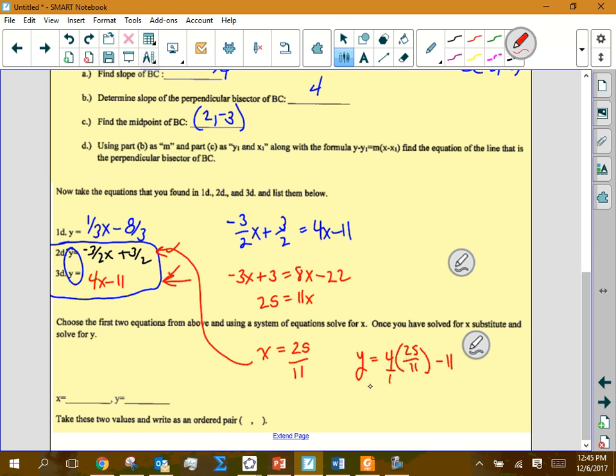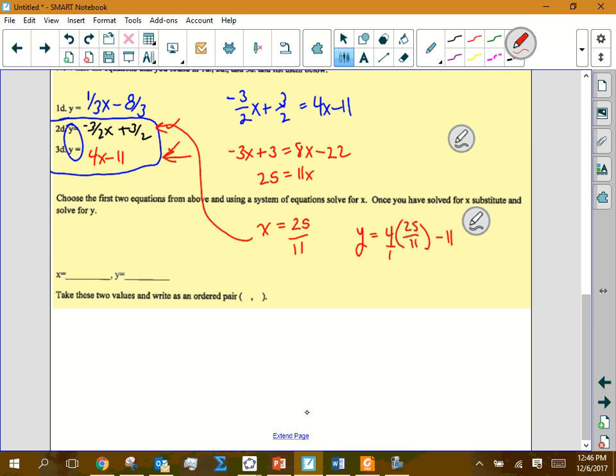4 is 4 over 1, right? How do I multiply two fractions? Top times top gives me 100, right? Bottom times bottom gives me 11. Minus then 11 over 1, right? Well, how do I subtract two fractions?